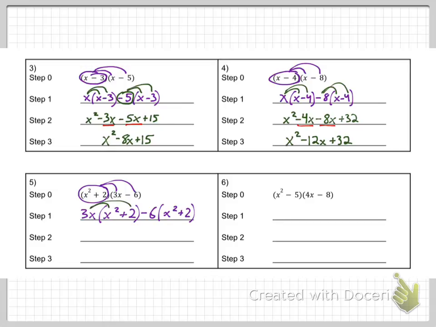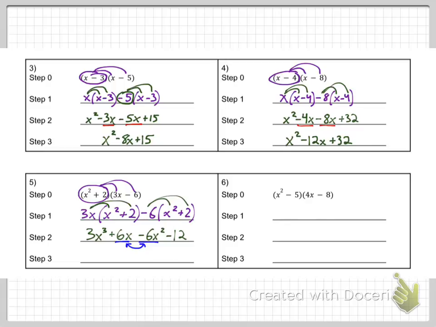We distribute the 3x and we get 3x cubed plus 6x, and negative 6x squared minus 12. Now, there is actually no like terms to combine here because we have no terms with the same exponents. So I don't need to do anything else here except I want to write this in standard form. And what that means is I'm going to write the largest exponent first. So I'm just going to switch these two, the x and the x squared terms.